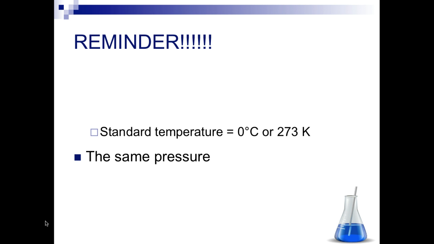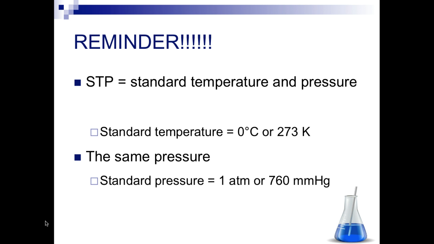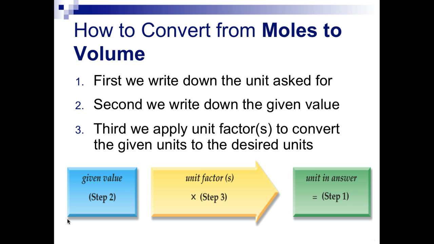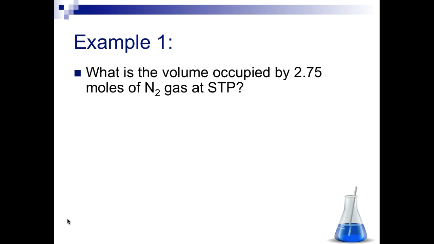So let's remember, what is standard temperature and pressure? The standard temperature is 0 degrees Celsius or 273 degrees Kelvin. And standard pressure is 1 atm or 760 millimeters of mercury. So how are we going to convert from moles to volumes? We're going to do the same 3 steps that we have been doing. We're going to write down what we were asked for, write down what we were given, and then apply factors to convert. So let's look at an example.